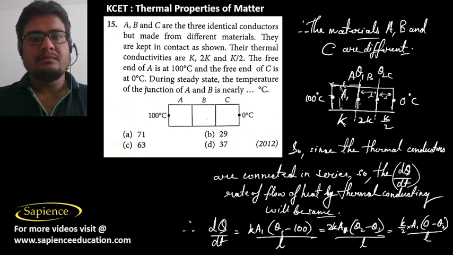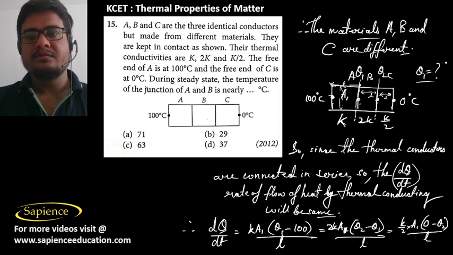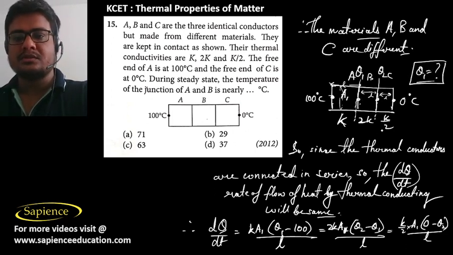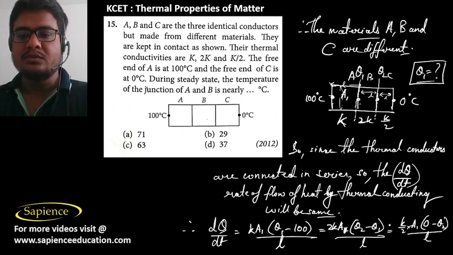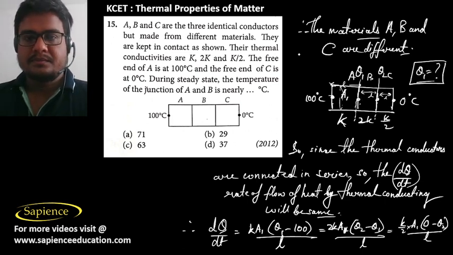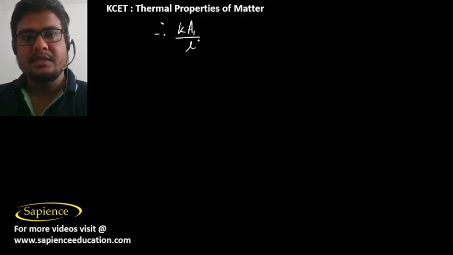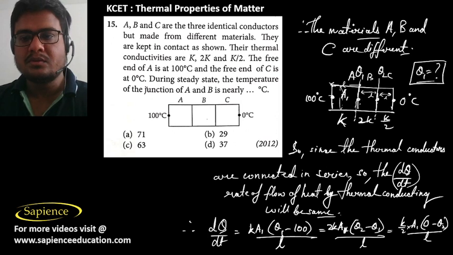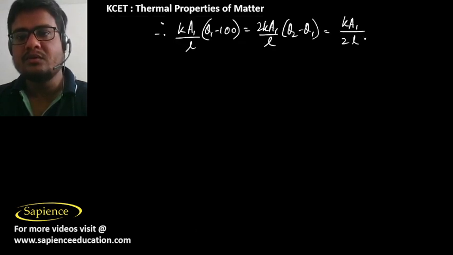Okay, so the temperature at the junction of A and B means that theta 1 only we have to find. Theta 1 is asked, theta 2 is not asked. So somehow we have to eliminate theta 2. So we can see that K A1 by L into theta 1 minus 100 is equal to 2K A1 by L into theta 2 minus theta 1, which is equal to K A1 by 2L into 0 minus theta 2.